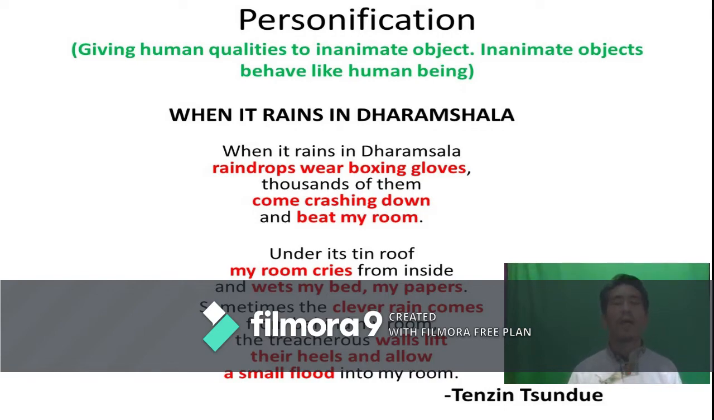Okay, now if you look at this poem, he has used extensive personification. When it rains in Dharamsala, raindrops wear boxing gloves. Raindrops are not human beings.